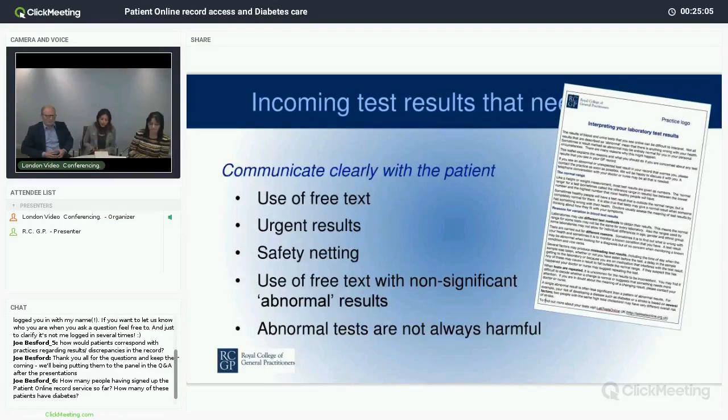It's also possible to carry out an audit in your practice to make sure that any abnormal results that have been actioned by the GP or by the practice nurse have actually been conveyed to the patient. And it goes without saying it's useful to get into the practice of completing significant event analyses if you do come across a system error that's had an impact on patient care.